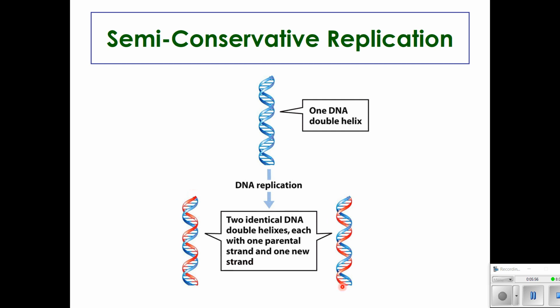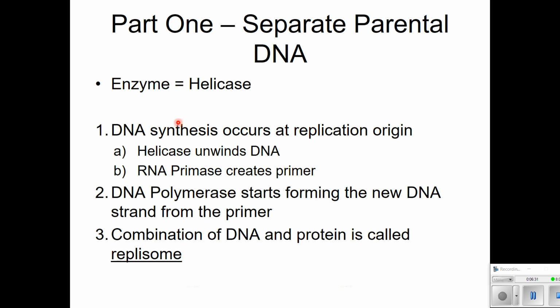The new strand is initially in individual A's, T's, C's, and G's, but they are assembled in the correct order based on the old strand so that we can get two brand new copies of DNA based on the original model. This type of replication is called semi-conservative replication because the new molecule contains one old and one new strand. All of your cells go through semi-conservative replication.